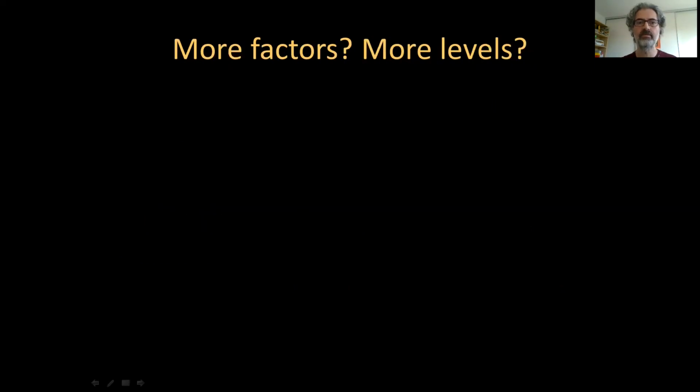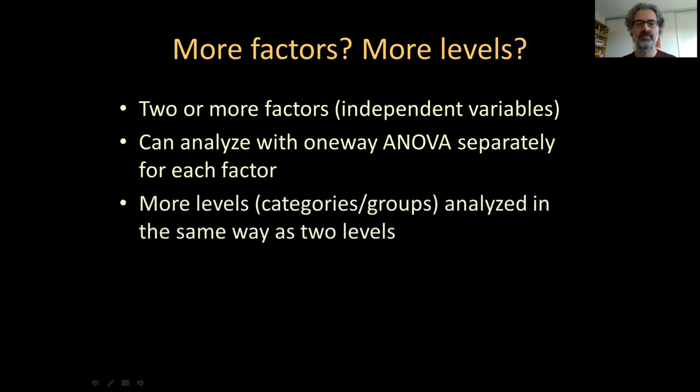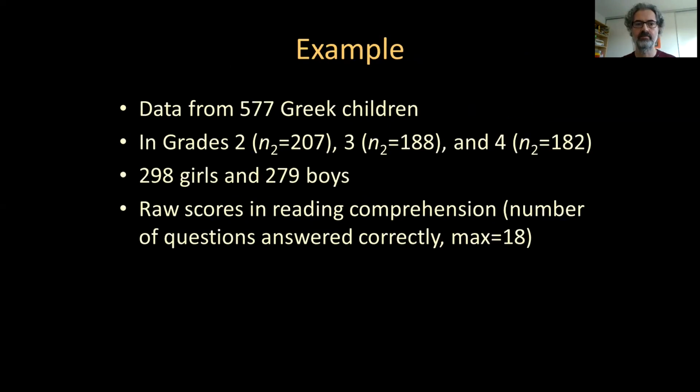So what can we do when we have more factors? One possible thing would be to analyze separately for each factor, so each independent variable taken into consideration separately, independently, using one-way ANOVA. This still allows us to account for multiple categories or groups within that factor. Let's work with an example.